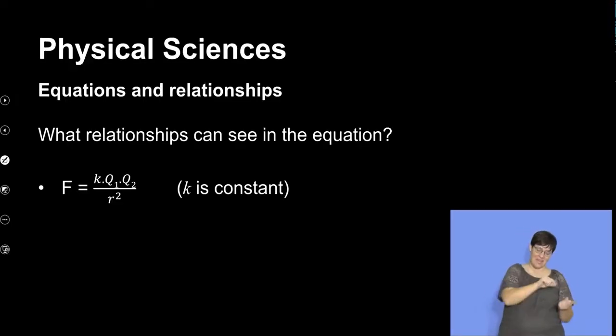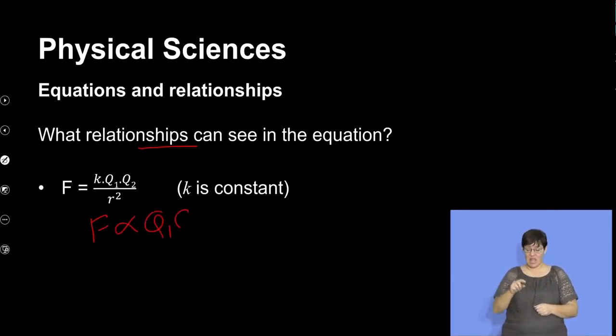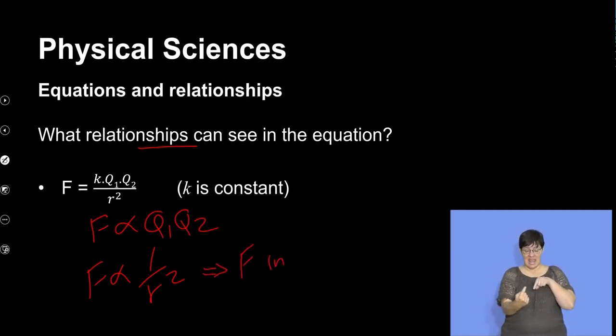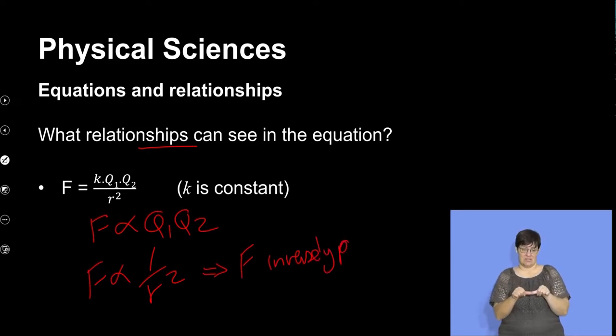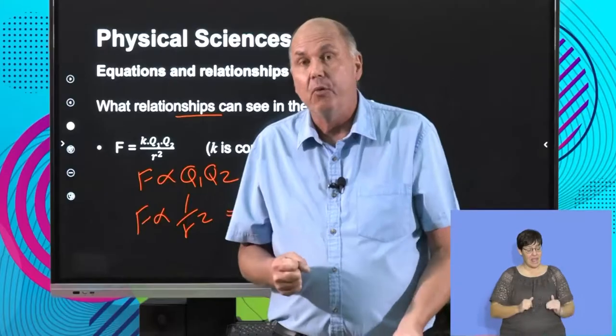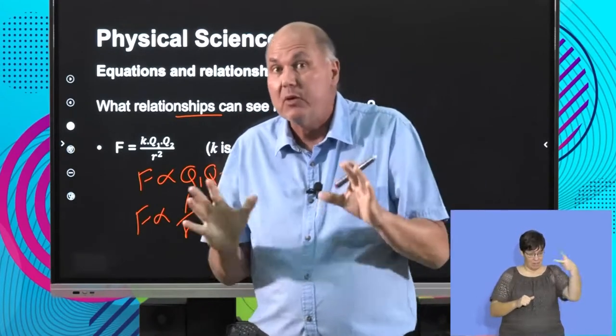And so coming back to this one, there are two relationships that I can see. I can say f is directly proportional to q1, q2, and I can say f is directly proportional to 1 over r squared. Remember, when we say directly proportional to 1 over r squared in words, that means that f is inversely proportional to r squared. And that's a fantastic discovery. It's an important relationship. Remember what we said when we said inversely proportional. If the one increases, the other decreases by the same proportion. And that's what we're going to see here.